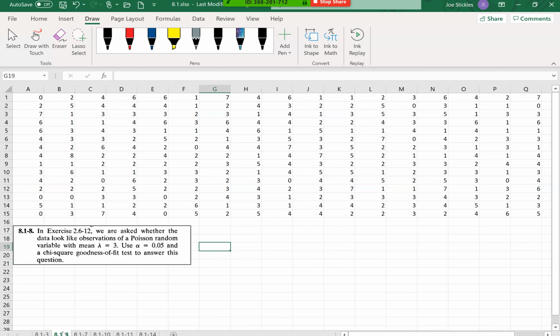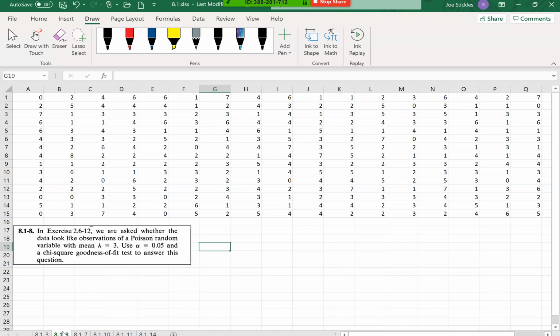So let's look at 8.1-8. This referred back to chapter 2, and I just wanted to give you the setup of the problem. It was a background radiation detector for a given period. So this is a gamma ray detection experiment over 300 1-second intervals. That's what all these values are coming from. I don't really care about that, but that's where they come from.